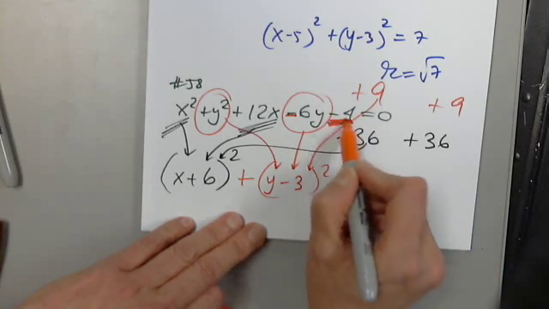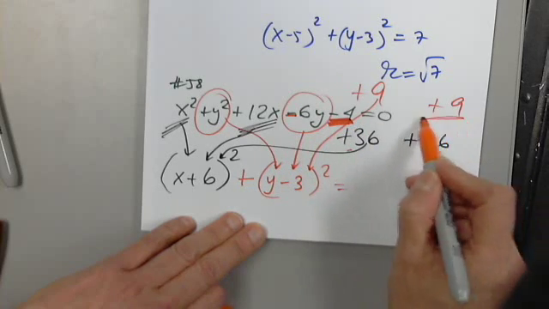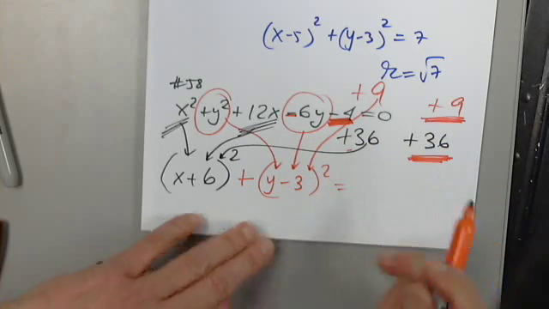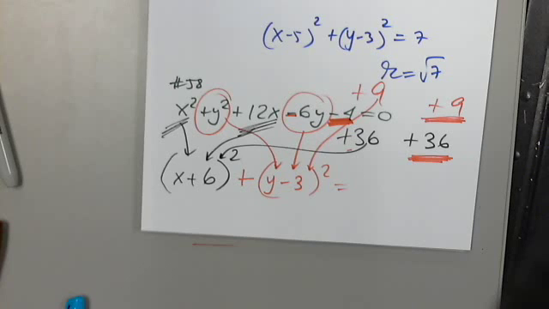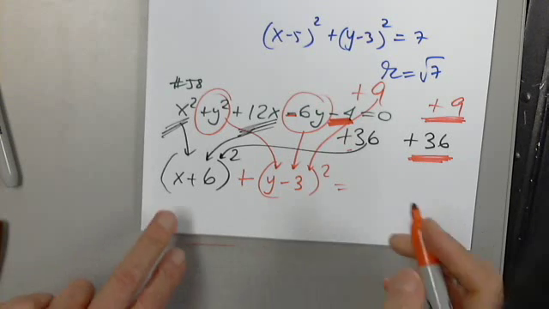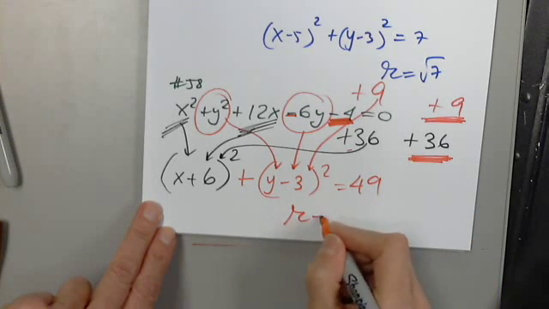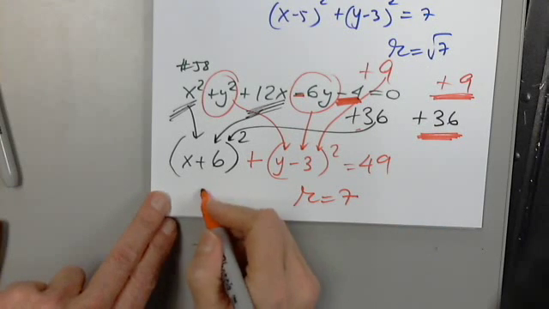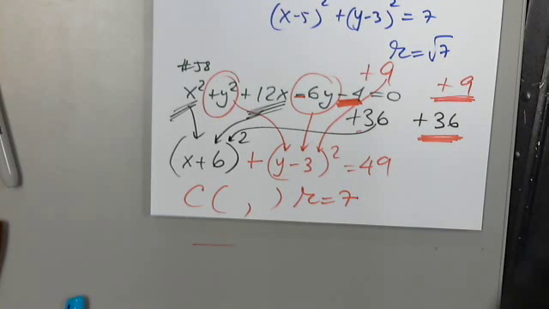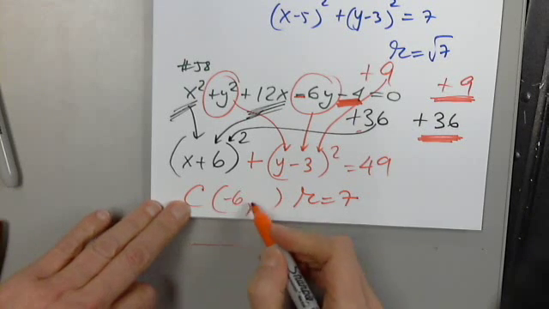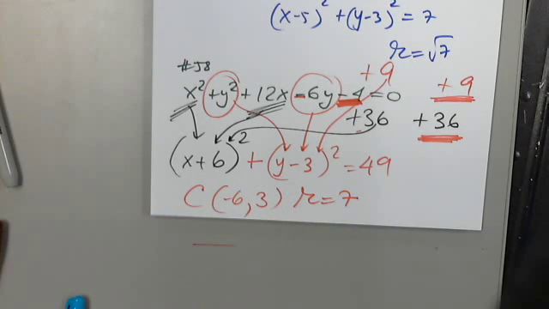So now let's see what we have not used. We have not used this number, this number, and this number yet. So what do we get on the right-hand side? Yes, but I have to write 49, and the radius will be 7. And what is the center of this circle? Negative 6, 3. Perfect. Do we understand this? Is this better? We feel better about it?